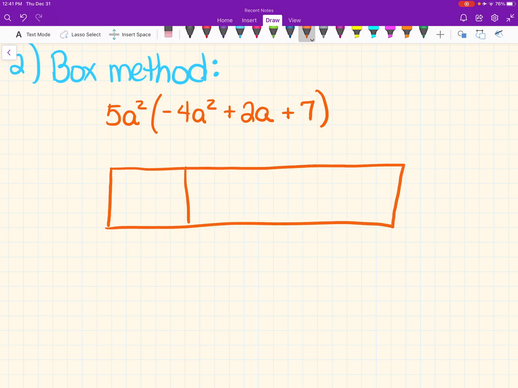It kind of is reminiscent of the lattice method, a little simpler than the lattice method. For those of you who hated the lattice method, I get that. I had a son who loved it. So again, different brains, different ways.